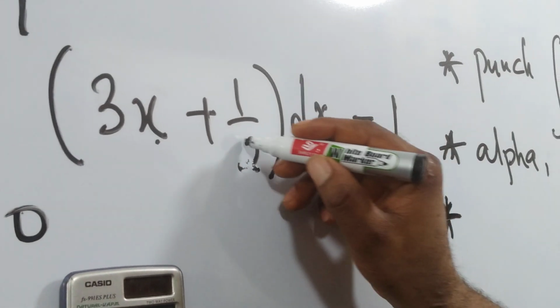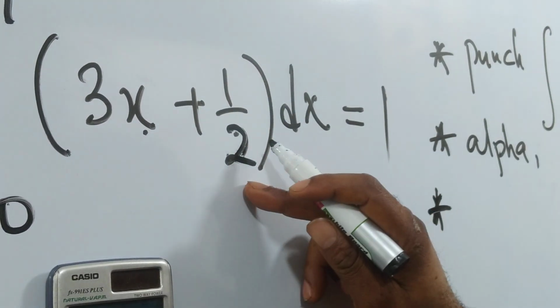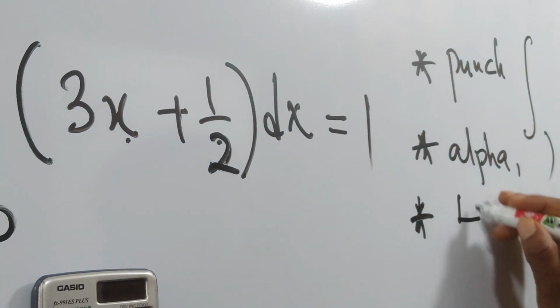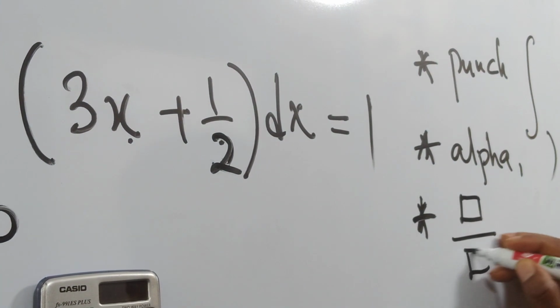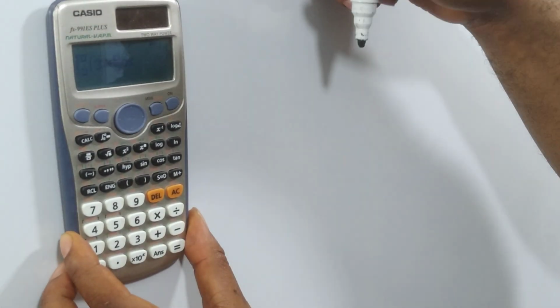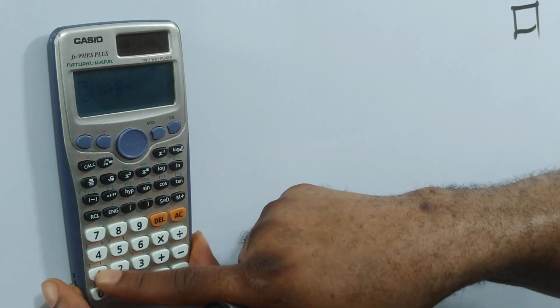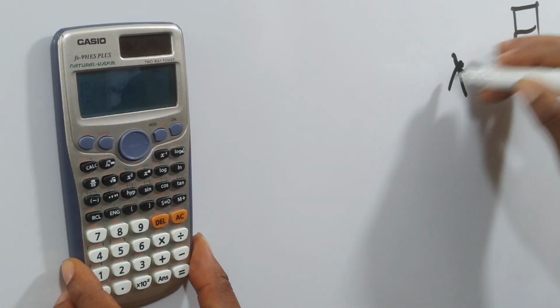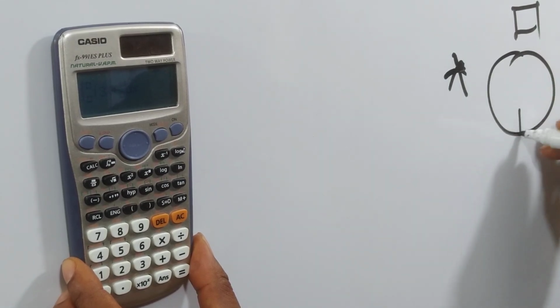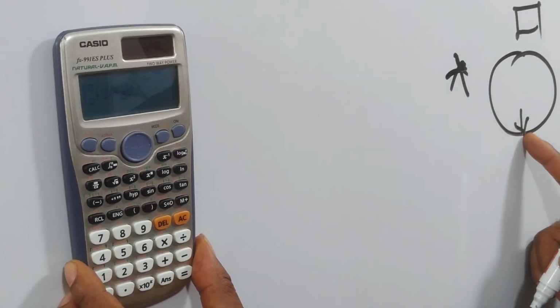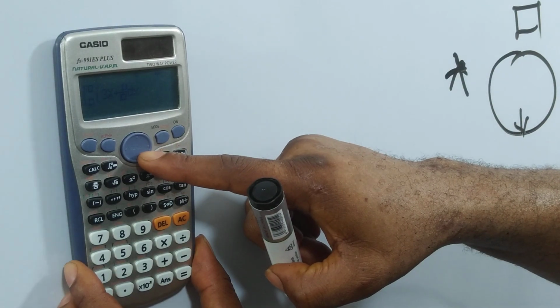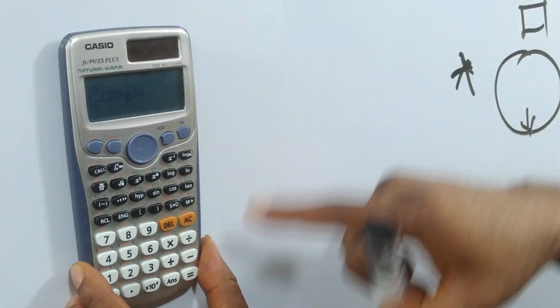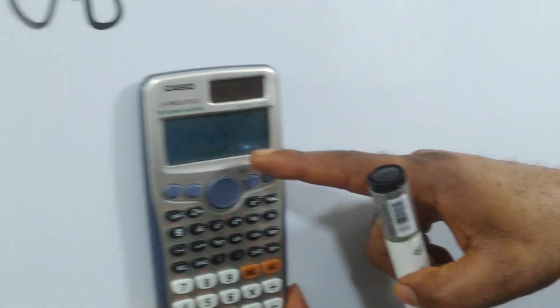Next is 1 over 2. This 1 over 2 comprises the numerator and the denominator. Punch these 2 boxes. Now look at the 2 boxes. Punch it. Then the upper one is 1. Then go down. Look at this button, which is go down. Now I have migrated down. Then I will punch 2. Can you see it?